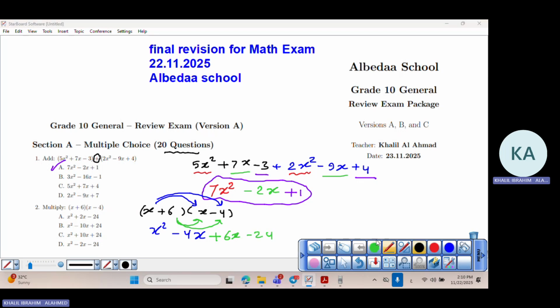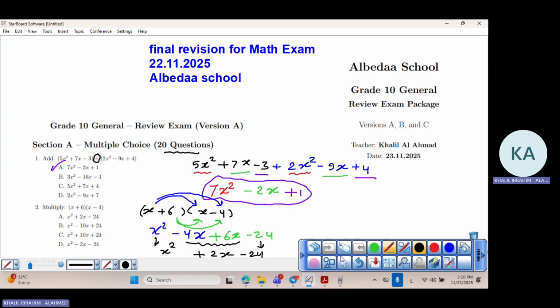The next step, add together the similar terms. As you see here, negative 4x plus 6x equals 2x. There is no other similar term, so it stays as it is. The x squared comes down the same. This is positive here, don't forget it.